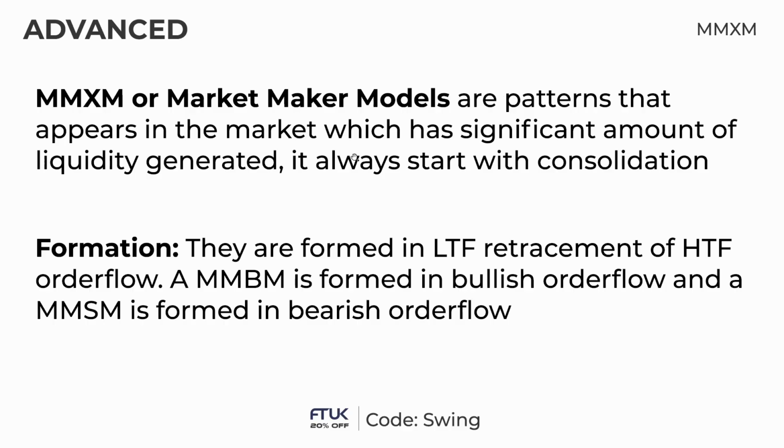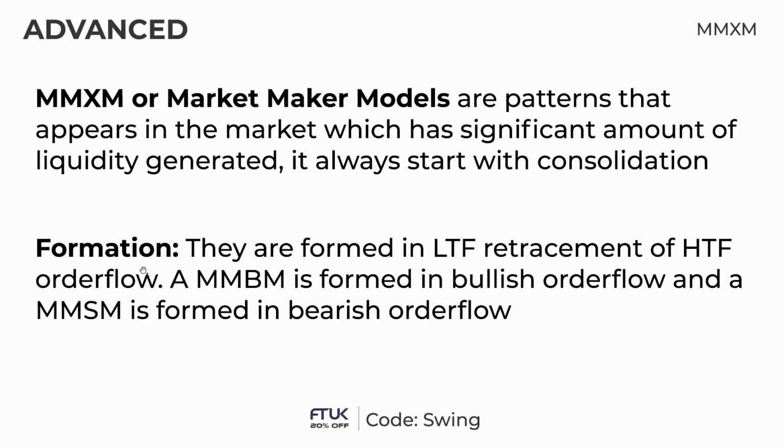So market maker models are basically patterns that appear, and they have a lot of generated liquidity, and it starts with a consolidation. If you go back to the previous lesson, we talked about generated liquidity, right? So we're going to be using that there. A market maker model has a consolidation and then generated liquidity, and it's a type of pattern that you will see appear over and over again.